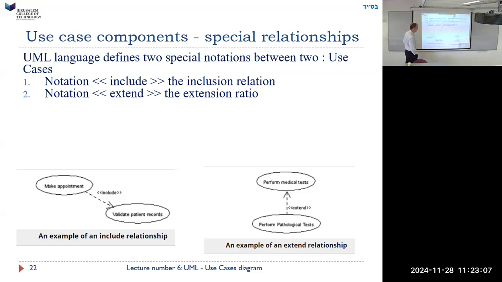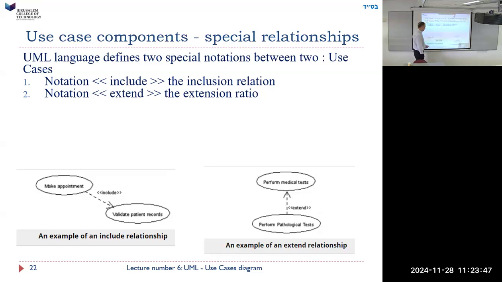What does it say? Make an appointment includes validate patient records. In other words, what this is saying is you can't make an appointment without also doing validate patient, because we don't want to make an appointment for somebody who is not our patient, who is not in our system. Whereas perform pathological tests is an option in that. It doesn't always happen; this is a possible extension of the medical test.